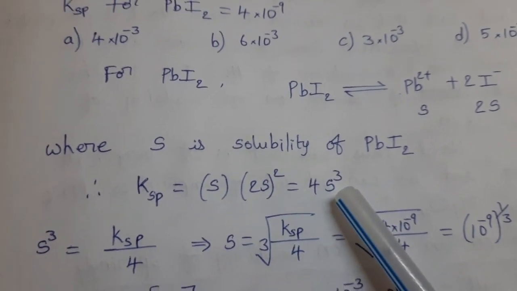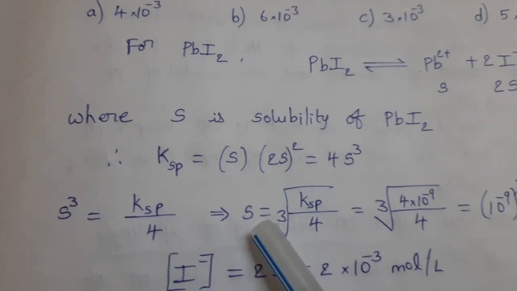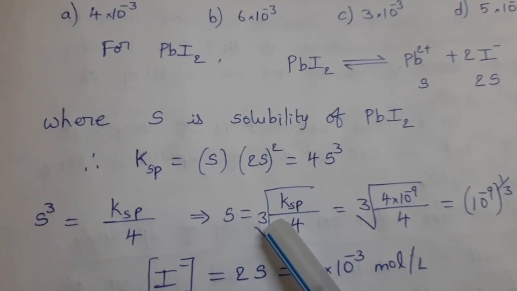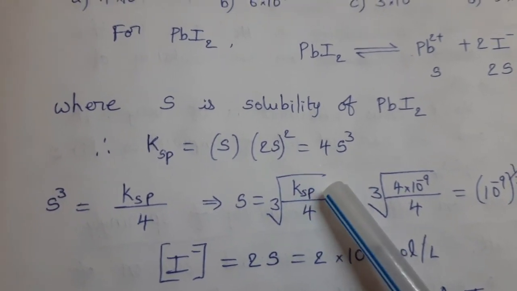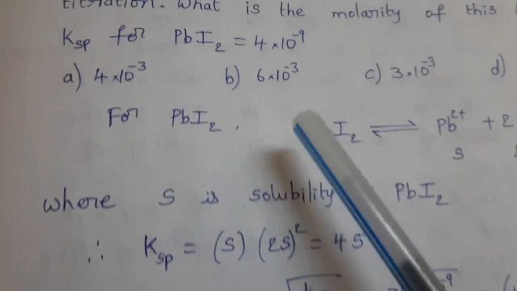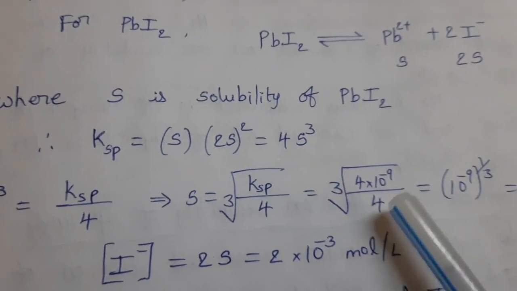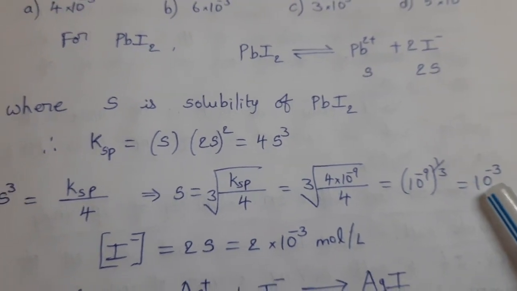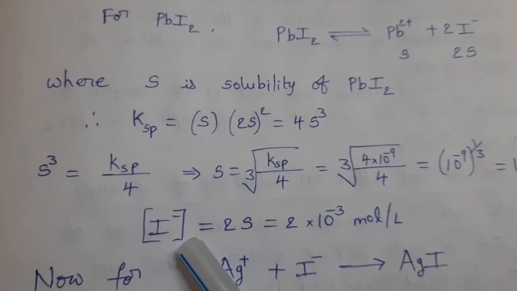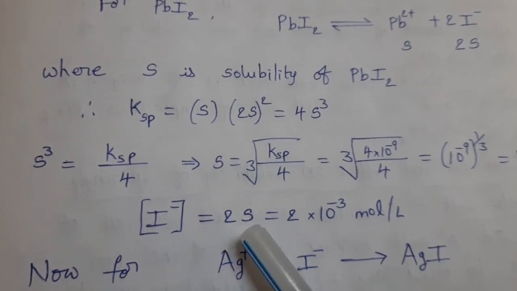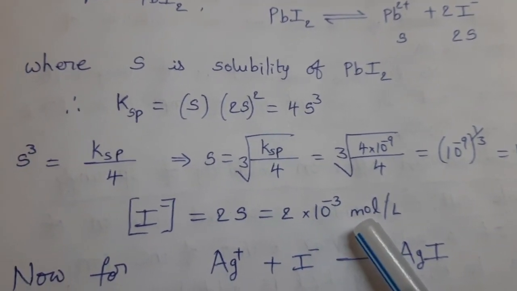Now this solubility we should calculate. S cube equals Ksp divided by 4, so S equals cube root of Ksp divided by 4. Substitute Ksp, which is given in the question, 4 into 10 power minus 9. Substituting that value here, we get 10 power minus 3. This is the solubility. Now the iodide ion concentration equals 2S, so 2 into this value, that is 2 into 10 power minus 3 mole per liter.